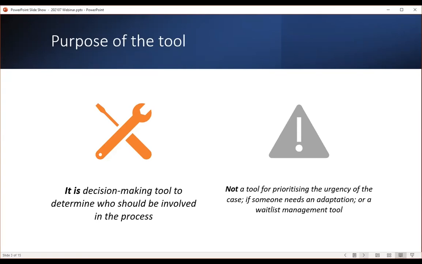It's not a tool for prioritizing the urgency of cases. It's not a tool for identifying whether somebody actually needs an adaptation, and I know Foundations are working on that at the moment in terms of a self-assessment tool. The triage tool isn't about whether somebody needs an adaptation or not, and it's not a waiting list management tool either. It's only a tool for helping determine who should be involved in the DFG process.